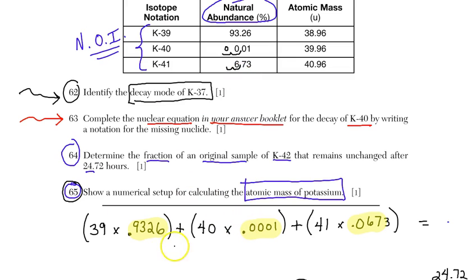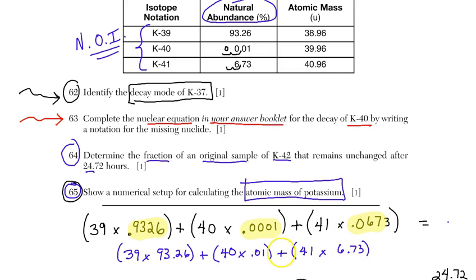You could have done real quickly 39 times 93.26, okay, and you could multiply these guys together and do the same thing. 40 times 0.01 plus 41 times 6.73, but because I didn't move the decimal place, I'd have to divide all of these by 100, okay, and that would give me the same answer.